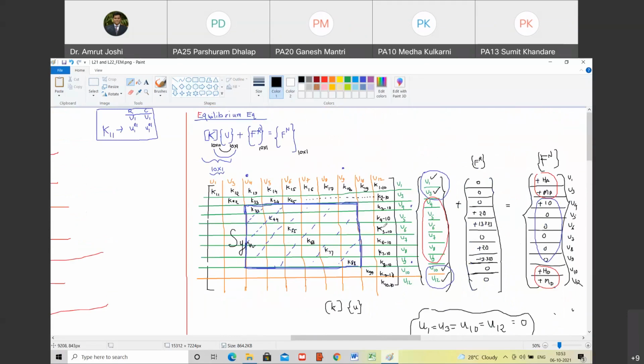Now, the remaining partition is for U1, U3, U10 and U12. Happy? Are you with me? So U1, U3. Mark all the zones that involve U1, U3. Happy? So this is one zone. Are you with me?